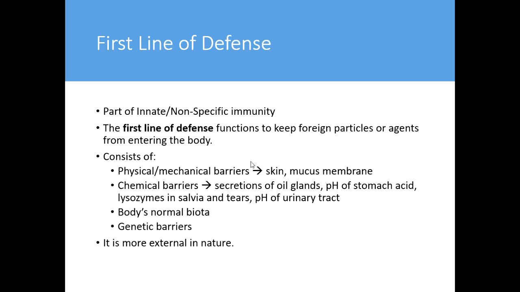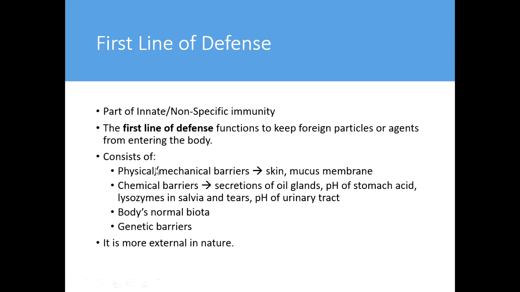So if the first job of the microbe is to get into the body, then the best line of defense for us is we can't get sick if it never enters our body. So our first line of defense is anything that we have that prevents that microbe from entering the body. So first line of defense, if you look at it, what is it? It consists of physical, mechanical barriers, chemical barriers, your normal biota, and genetic barriers.